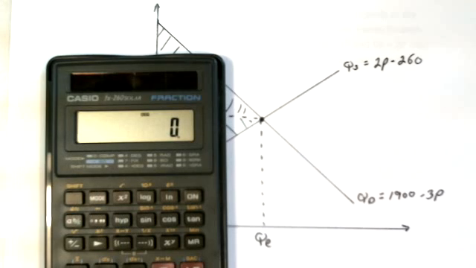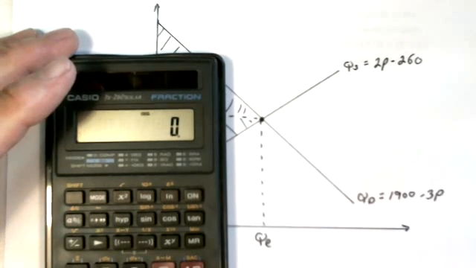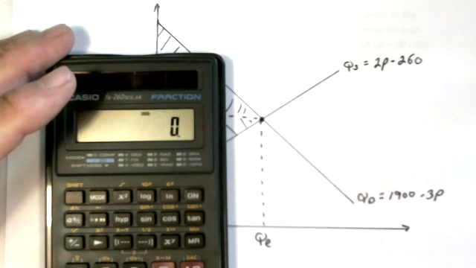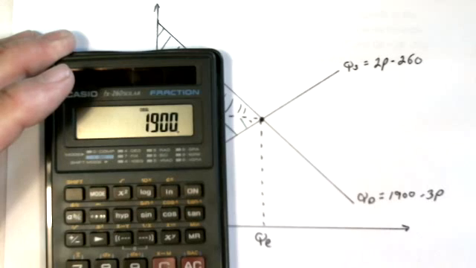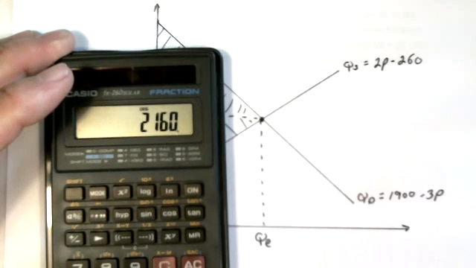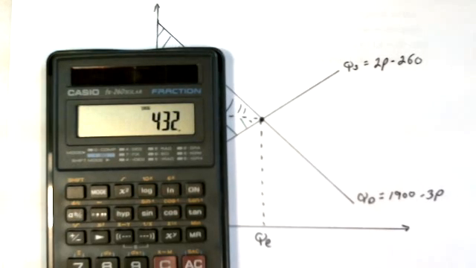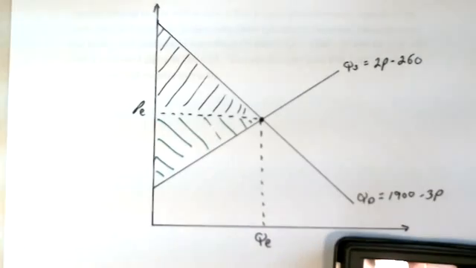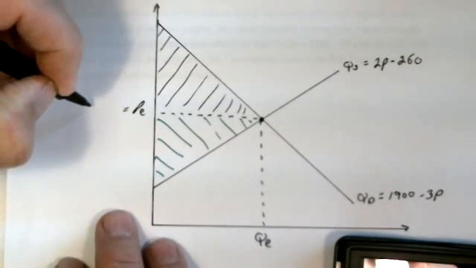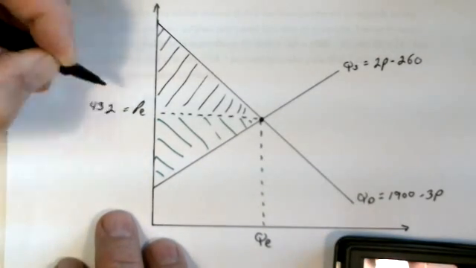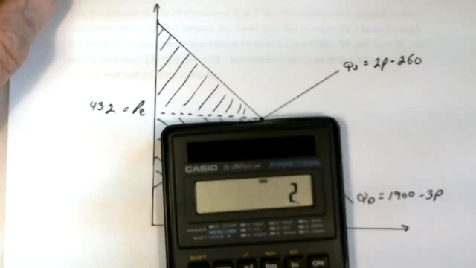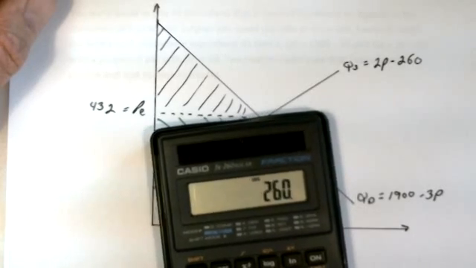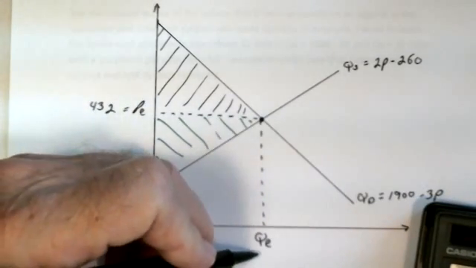So setting quantity demanded equal to quantity supplied, I can kind of do this in my head, but if you can't, you should do it out longhand to make sure you get these answers. It would be 1900 plus the 260 on one side of the equation, and I'm going to divide by 5, and so I get an equilibrium price of 432. And that generates an equilibrium quantity, 432 times 2, subtract 260. That generates an equilibrium quantity of 604.